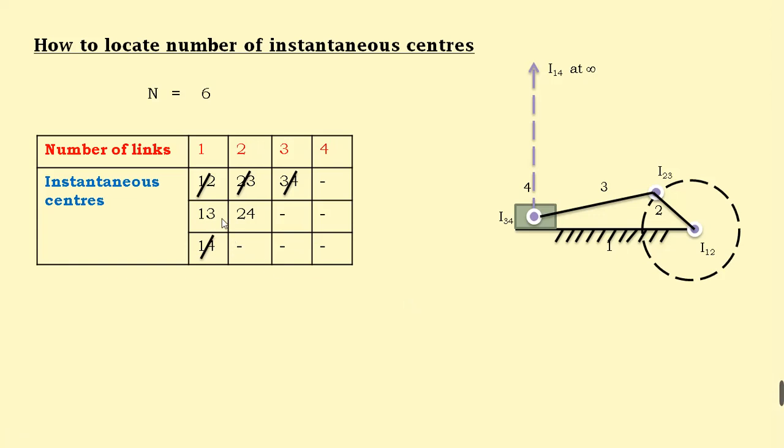Next, the remaining 1, 3 and 2, 4 are neither fixed nor permanent instantaneous centers, which can be located with the help of Kennedy's theorem. So the remaining I13 and I24 can be found by Kennedy's theorem. For this, first we need to draw a circle.